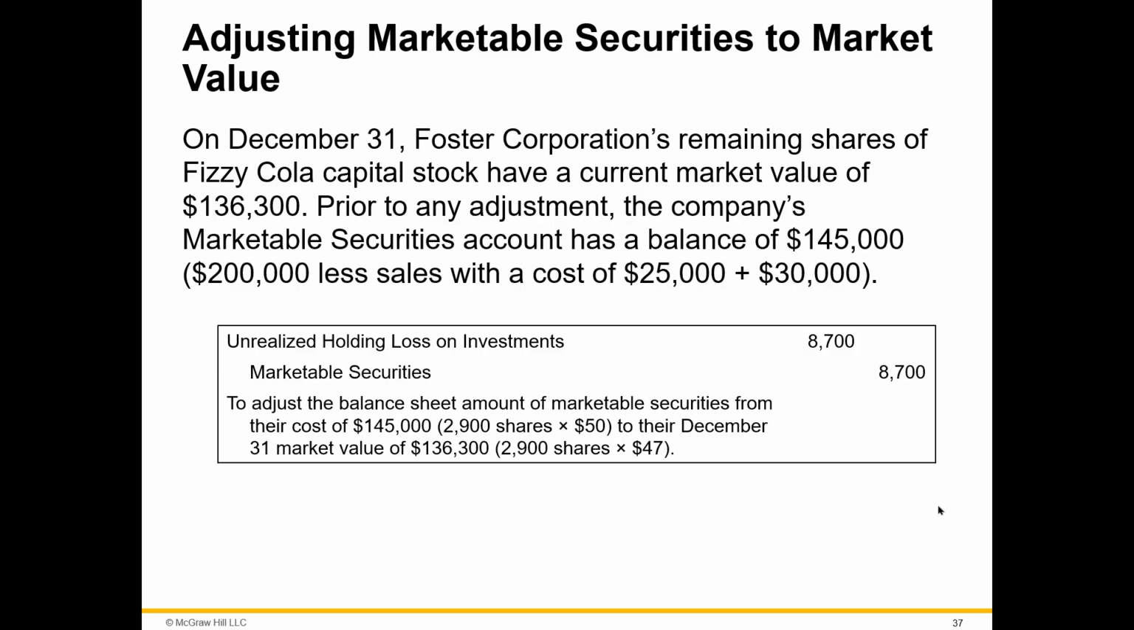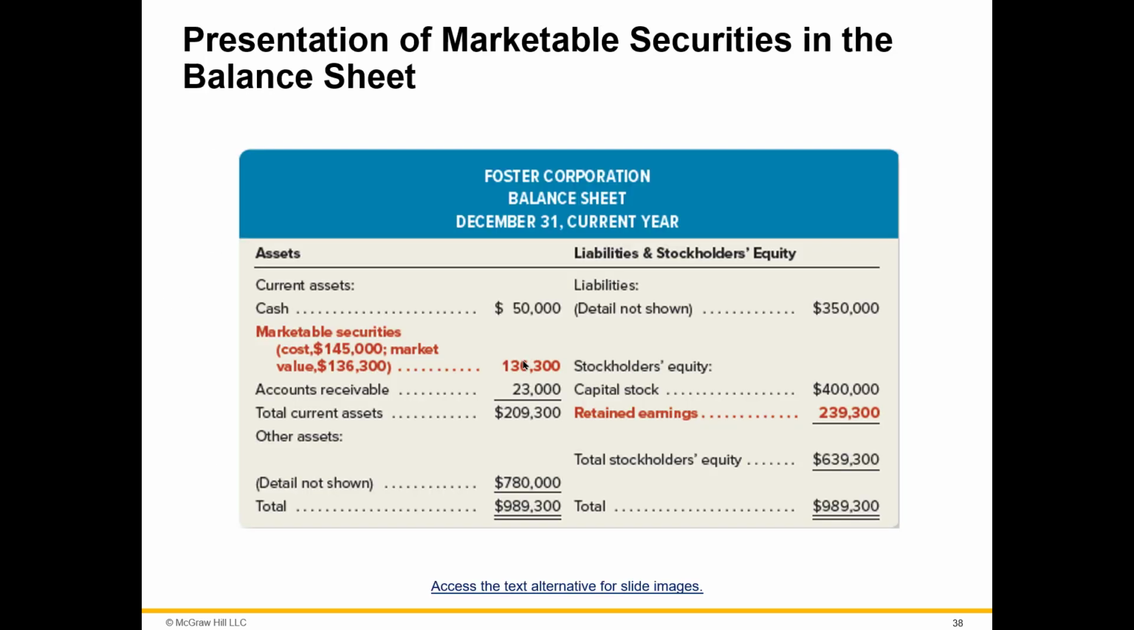Now, as you recall, these are valued in the balance sheet at their current market value. And so at the current market value, it says, hey, before any adjustment, we had 145,000 investment. But at the end of the year, December 31st, it is valued at 136,300. So we record an unrealized holding loss. Unrealized means we haven't traded yet. It's just on paper. But because we value it at its current value, we need to reduce the value of the marketable securities and recognize an unrealized holding loss for that $8,700.